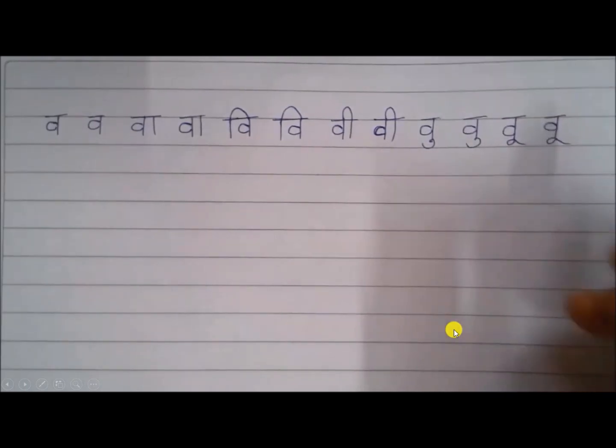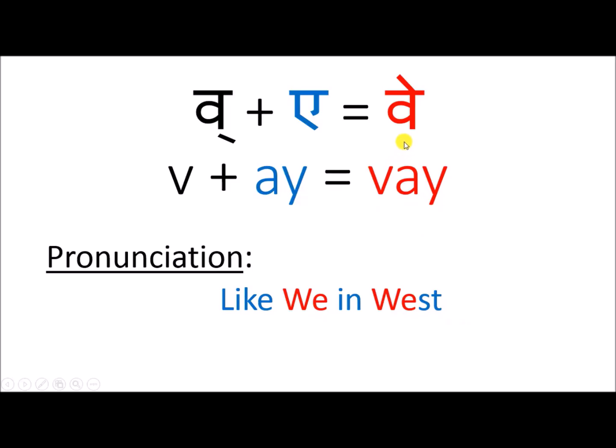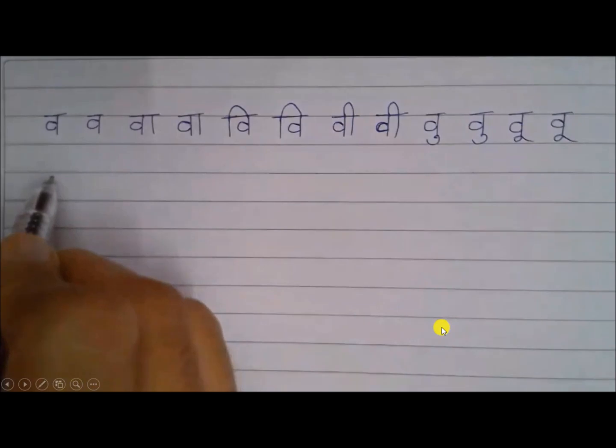Alright. The next sound is way. We get this sound way when we add V to a. V plus a equal to way. And way is pronounced like W-E in west. Okay. And way is written like this.